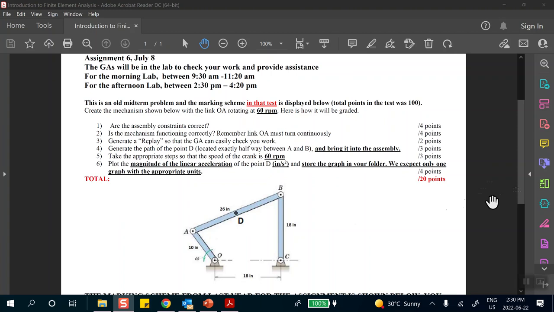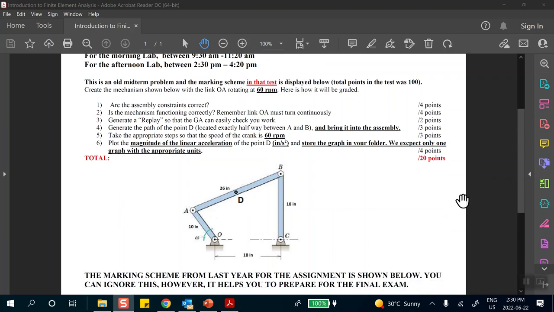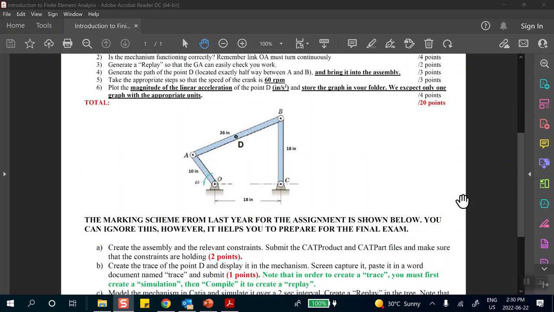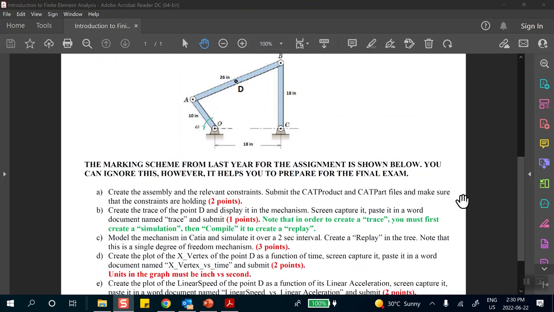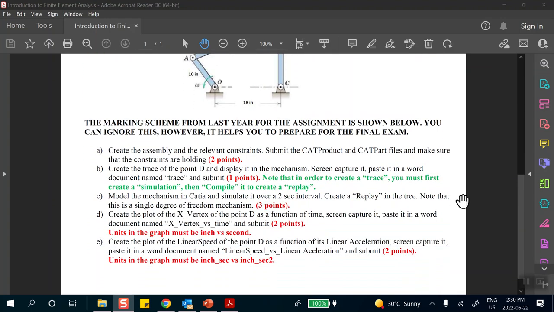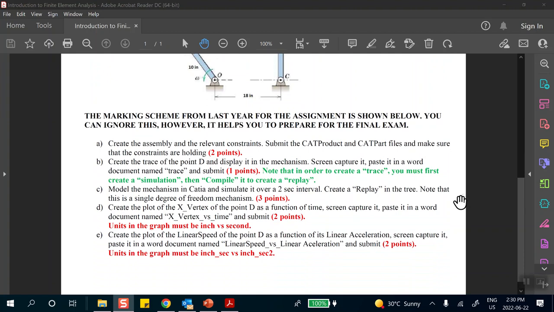This is how it was graded that year. I don't guarantee that if this problem is given in this coming final, the breakdown is going to be the same. However, it gives you an idea. When I gave this as a homework problem last year, the GAs were asked to mark it in a particular way based on this marking scheme.